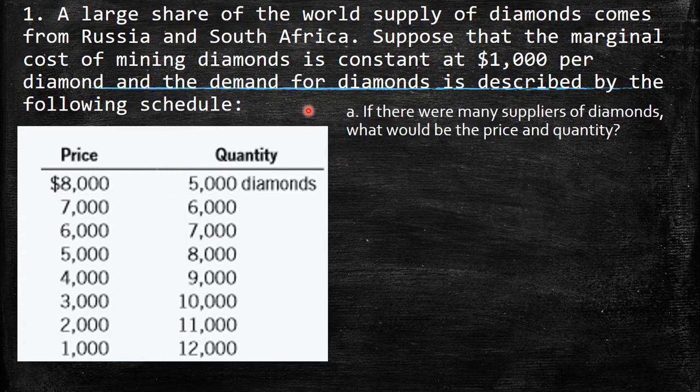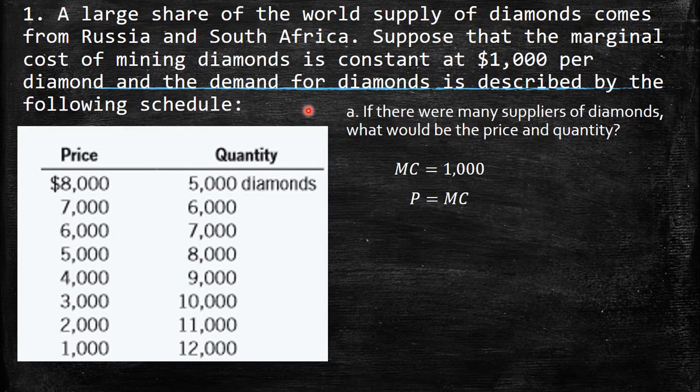Then the first question asks, if there were many suppliers of diamonds, what would be the price and quantity? When we are talking about many suppliers, we are talking about a perfectly competitive market. Taking into account that the marginal cost is equal to 1,000, the condition is that the price is exactly equal to the marginal cost. This is because with a lot of suppliers, they have no influence on the market. They are too small to modify the price.